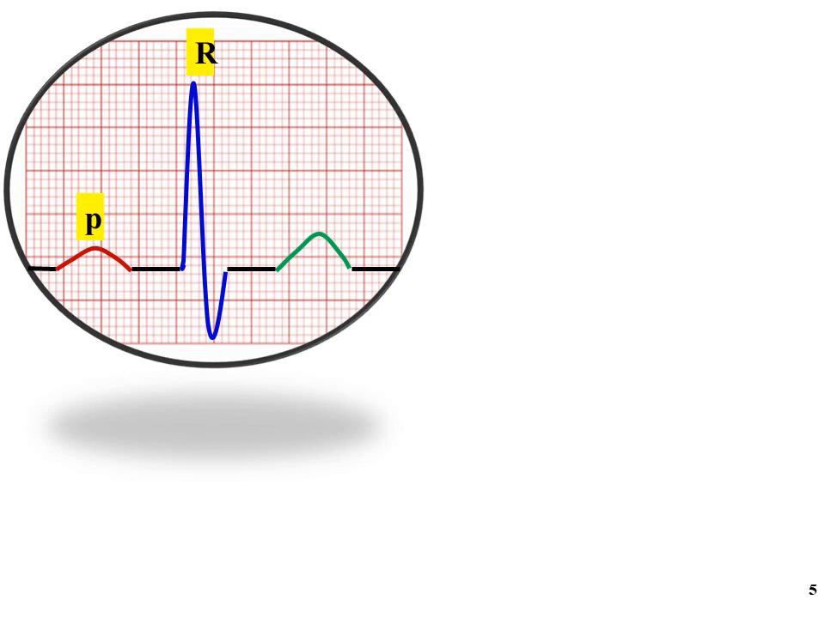After R, the first negative wave after R, we call it S wave. And this is T wave.